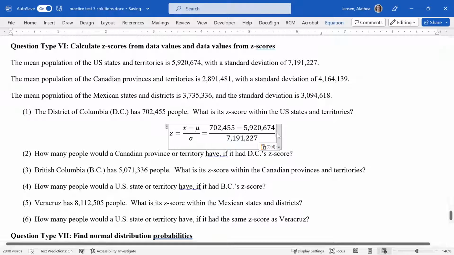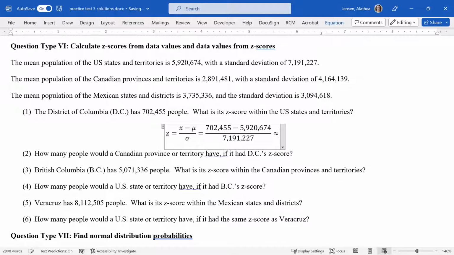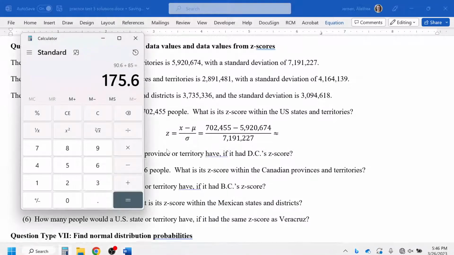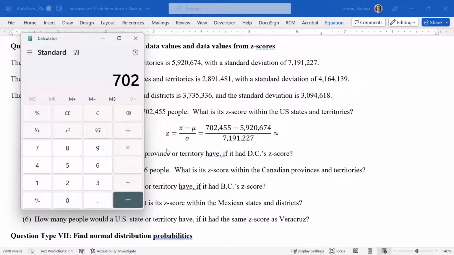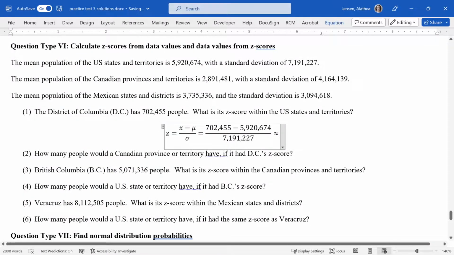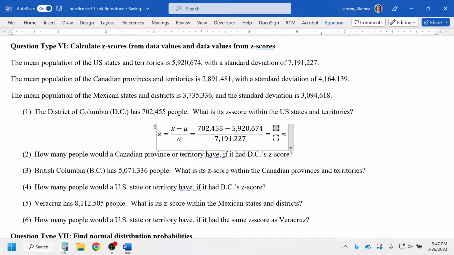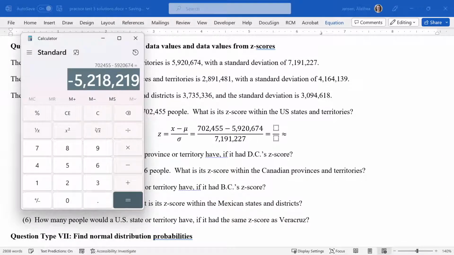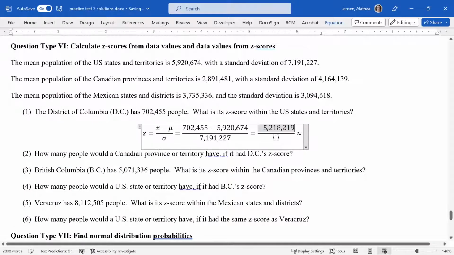Okay, so you just put all that into a calculator, and you'll probably have to round off a little bit. So let's see. 702,455 minus 592,064. Okay, so we get that result first. And then I'll do it in 2 steps here. Okay, and then on the bottom we'll have this number from before.